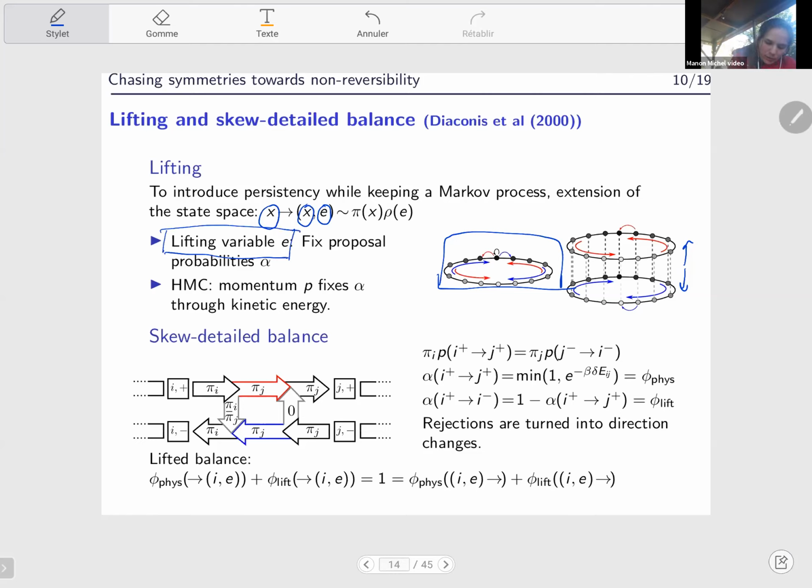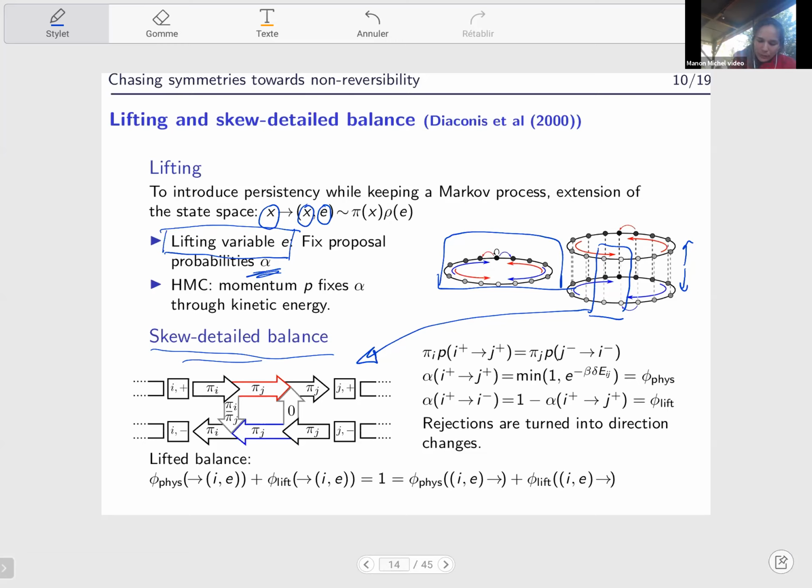Okay, and this lifting variable, its role is to fix your probability alpha, the probability to propose the next state. Most of the schemes are made correct by fulfilling what we call skew detailed balance. If I zoom in on just a pair of two states, instead of having detailed balance between the states i and j, I will have a skew detailed balance between the states i and j, but in both replicas.